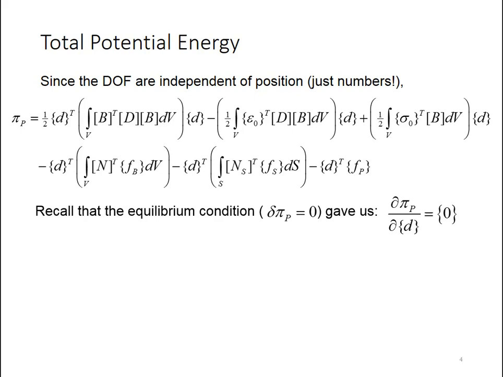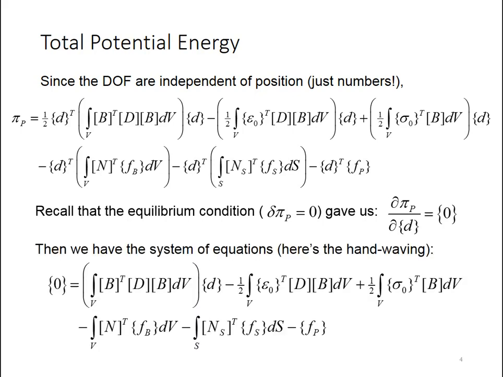So the equilibrium condition states that the variation of pi p equal to 0 is equivalent to stating that the derivative of pi p with respect to the degree of freedom vector is equal to a 0 vector. And recall that what that means is I successively take the derivative of pi p with respect to each one of the degrees of freedom. But in fact, if I use my bit of hand waving here, I take the derivative with respect to the vector d, which means I'm going to be canceling d terms.